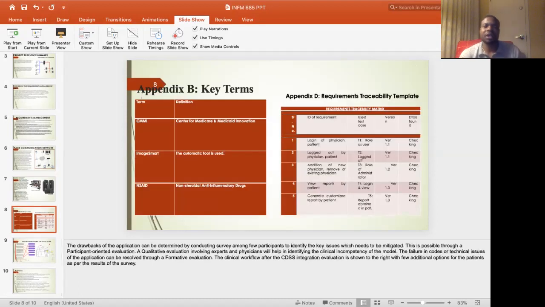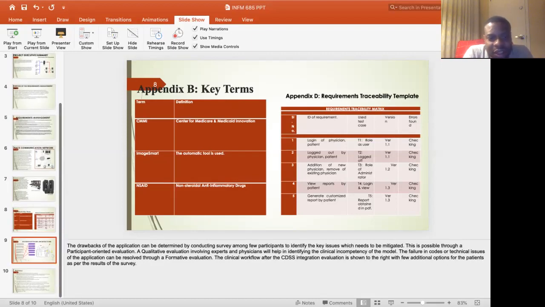On the 8th slide, I talked about the appendix, which is the key terms. Talked about the different terms and definitions: CMI, Center for Medicare and Medicaid Innovation, ImageSmart, and the NSA. And I also talked about requirements traceability templates, where you have different kinds of ID of requirements, use test case, the version, and the errors found. And I gave some examples right here.